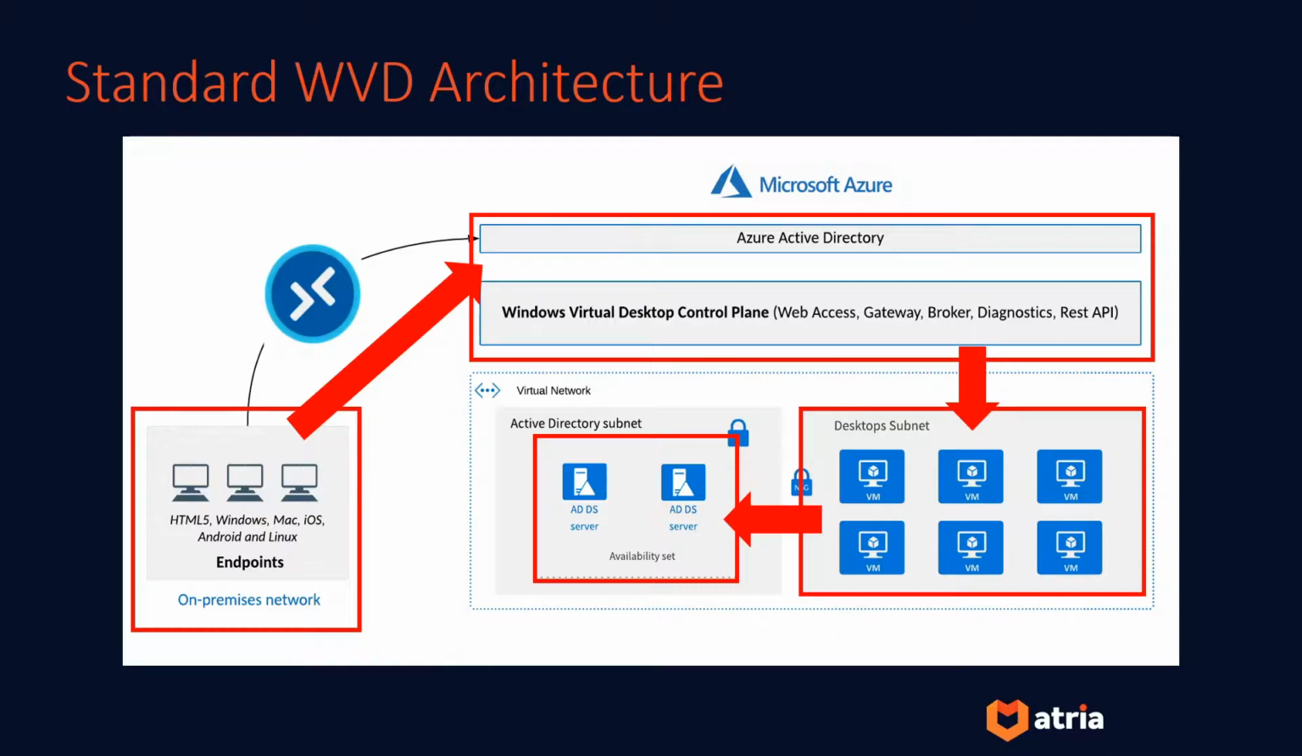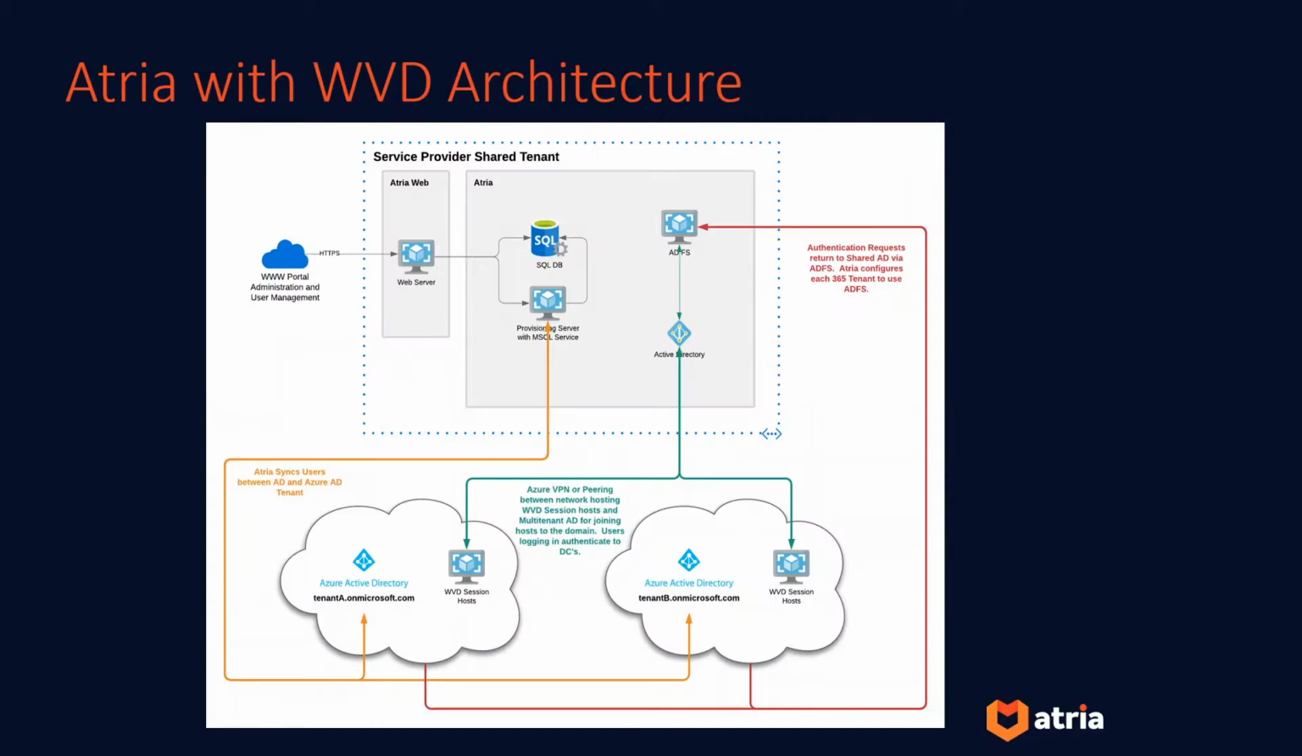To keep those in sync with Azure Domain Services, you obviously get a push from Azure AD into Domain Services. If you're choosing to run domain controllers, then you'll need to look at something like Azure AD Connect to keep it in sync. And you'd also need another VM for that if you're doing Azure AD Connect. So this is WVD in its simplest form. So let's take a look at how that looks when we bring Atria into the picture.